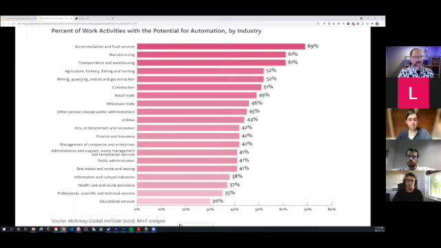This is actually a graph on the percentage of the work activities inside of each of these industries that have the potential for automation. Not a percent chance that this job is going to be replaced. It's just that the activities within that job have a potential for automation. These are very wide ranging here. Accommodation and food services. There's manufacturing, which is really obvious, but there are a lot of the not so obvious ones here. Arts, entertainment, and recreation. Lots of potential for automation. So that's talking about the job activities within that job having a potential for automation.